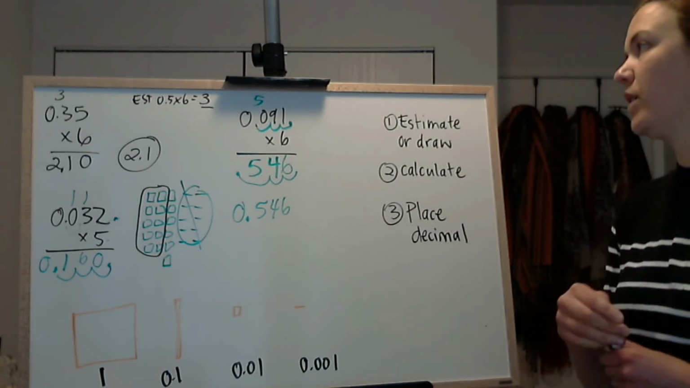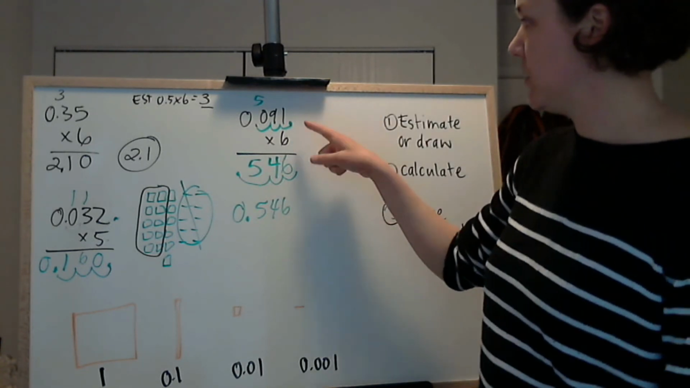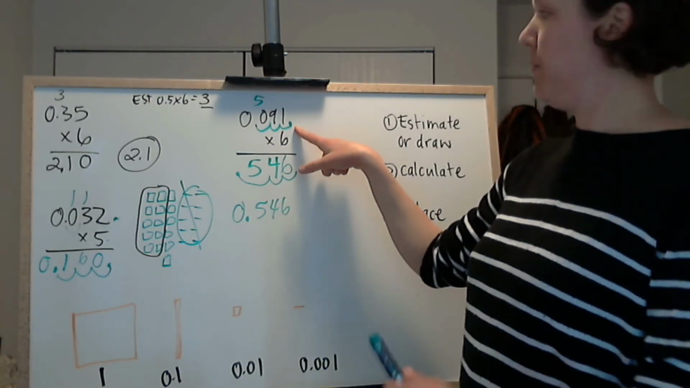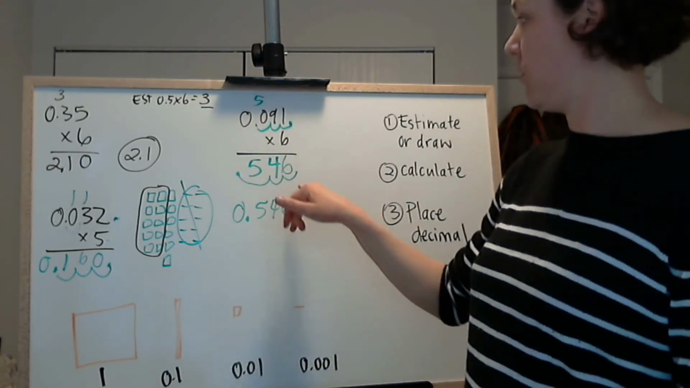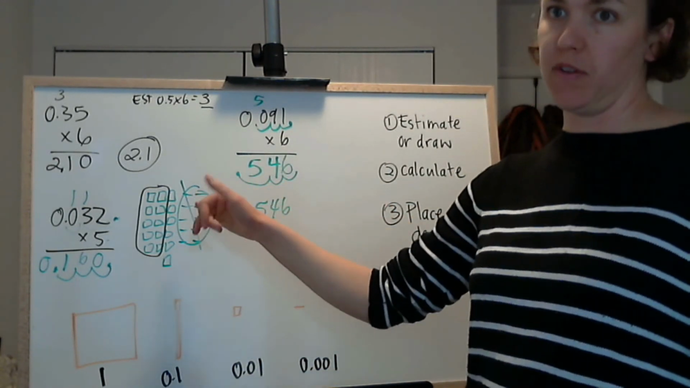So what you're doing is you're saying if this was whole numbers, my decimal would be here, but I have to move back this many decimal places, so in my answer I move back the same number of decimal places.